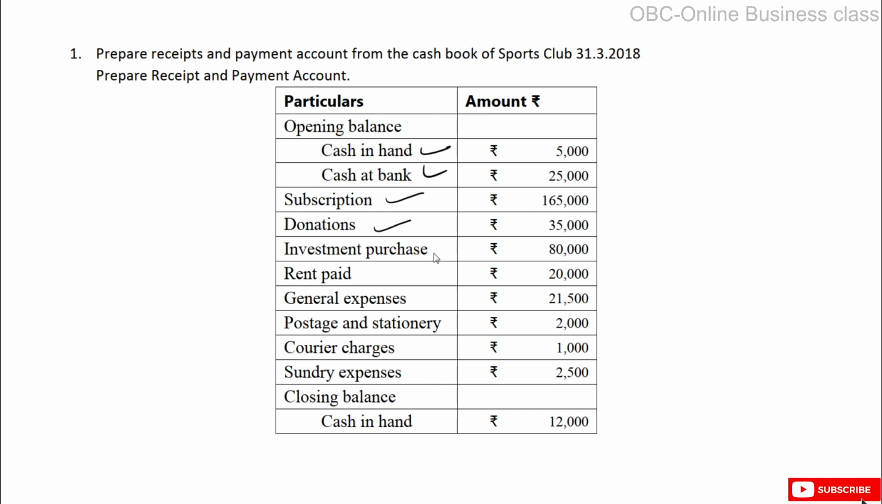As this is just like a cash book, you just need to record only the cash item. If it is cash coming in, you just need to record receipts. If it's going out, you need to record payments. So investment purchase is payment. Next is rent paid. Rent paid is a payment, so it's a payment side. Next is postage and stationery, again payment side. Courier charges, again payment side. Sundry expenses, again payment side.